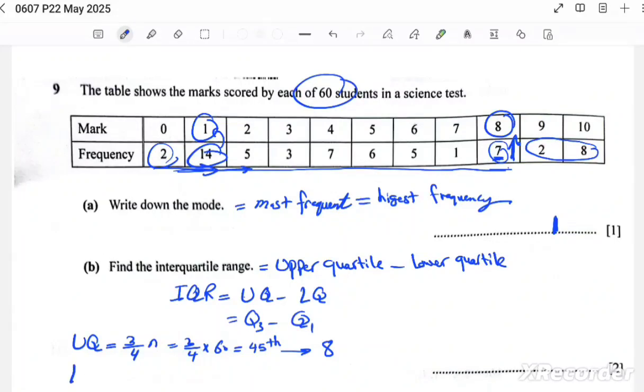Let's do the same. Lower quartile equals 1/4 of n. So 1/4 times 60, which is the 15th. Let's see where the 15th is. The 15th will be located here, because this is the first 2, and here the first 16th. So the answer is 1. So this one is 1. Okay, so the interquartile range now is 8 minus 1, so the answer is 7.